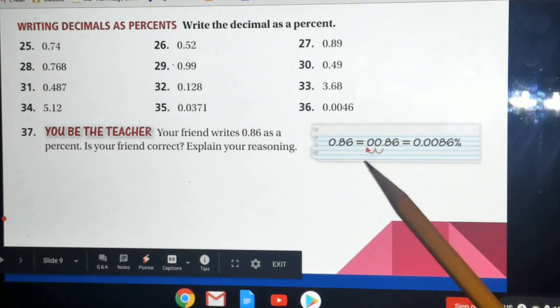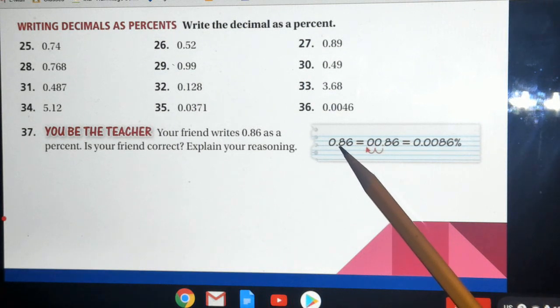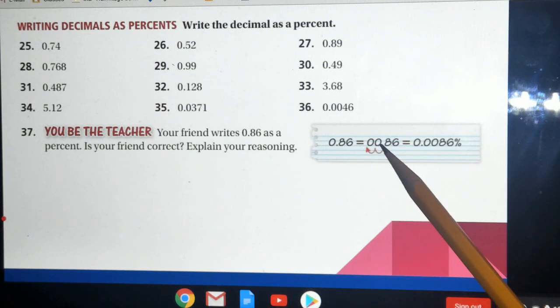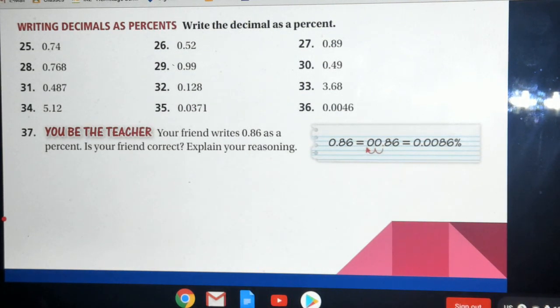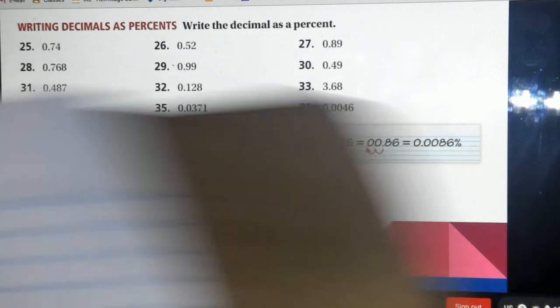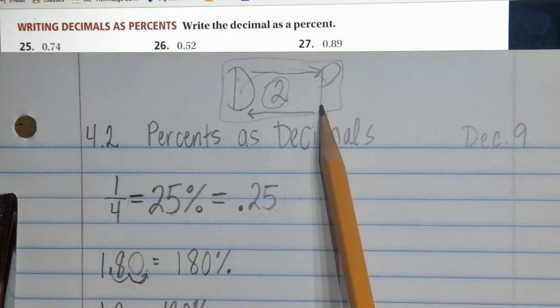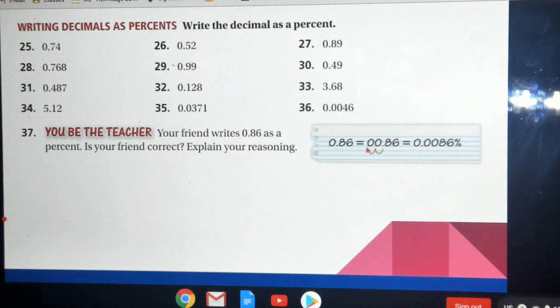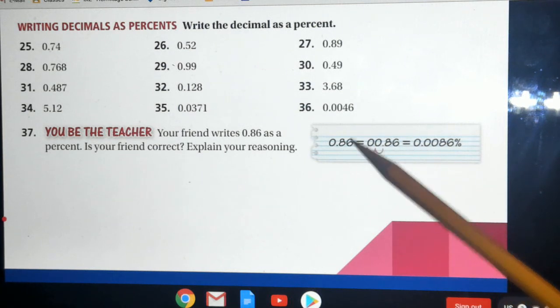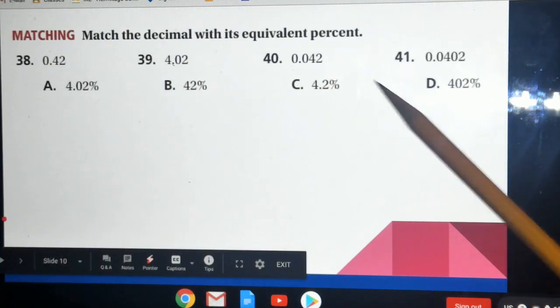All right, what about this guy? This guy right here. He wanted to change this to a percent. So he's got his decimal there. He moved 2 places. How did he mess that up? He messed it up some way. How did he mess it up? Okay, hopefully you said instead of going to the right, because if you're going from a decimal to a percent, you should move to the right. He actually moved to the left 2 places. So instead of 0.0086%, it should actually be 86%.